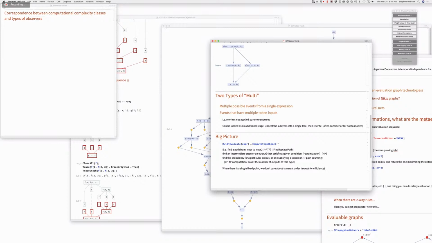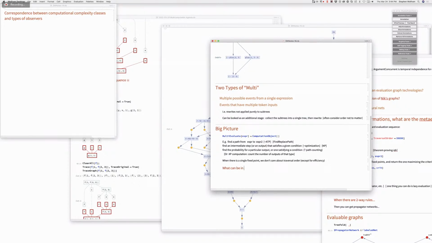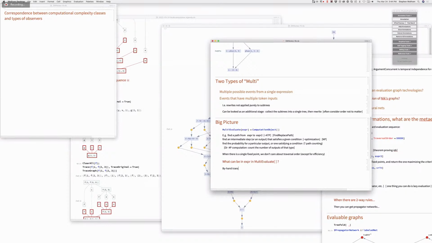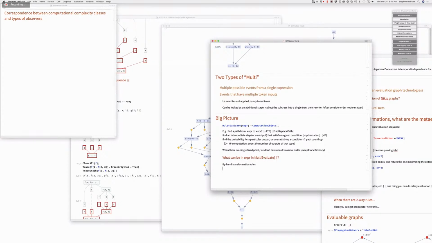Well, okay, hold on. So the question is, what can be in EXPA in multi-evaluate? Clearly, by hand transformation rules are fair game, right? We know we're going to have those. We also want to have built-in evaluation rules, built-in transformation rules. So the question is, how do we represent those? I claim a built-in transformation rule is like, for theorem proving, what do they call it? Hammers or something. I don't know what they call it. It's something where you're just jumping to the answer, right? With a built-in transformation rule.